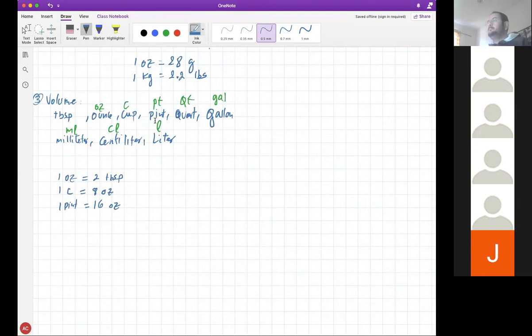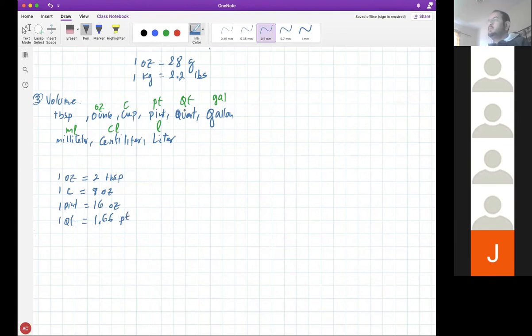Then you have a quart. Let's see the relationship between a quart and a pint. So 1 quart, 2 pints. Okay, so about 1.66 pints is a quart. So 1 of these and a half of these glasses here is basically a quart. Or 1.66 pints.